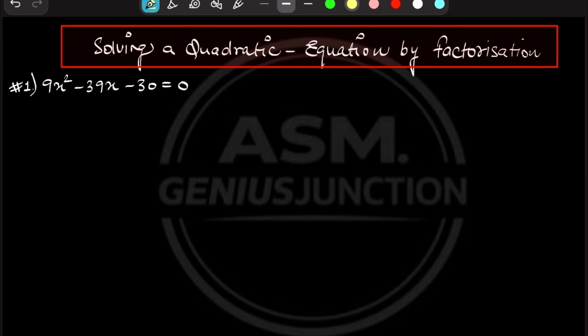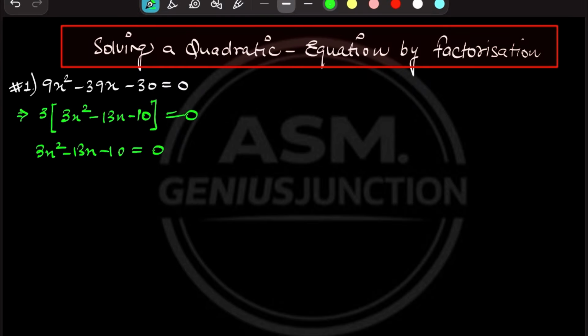Yes, so let's start with question number 1. 9x square minus 39x minus 30 gives you 0. So first of all, we can easily see that 3 is common in this complete equation. So I will be taking out 3 common. I will be having 3x square minus 13x minus 10 equals 0. Now this 3 will move on the right hand side and itself it will become 0. So I am left with the equation 3x square minus 13x minus 10 equals to 0.